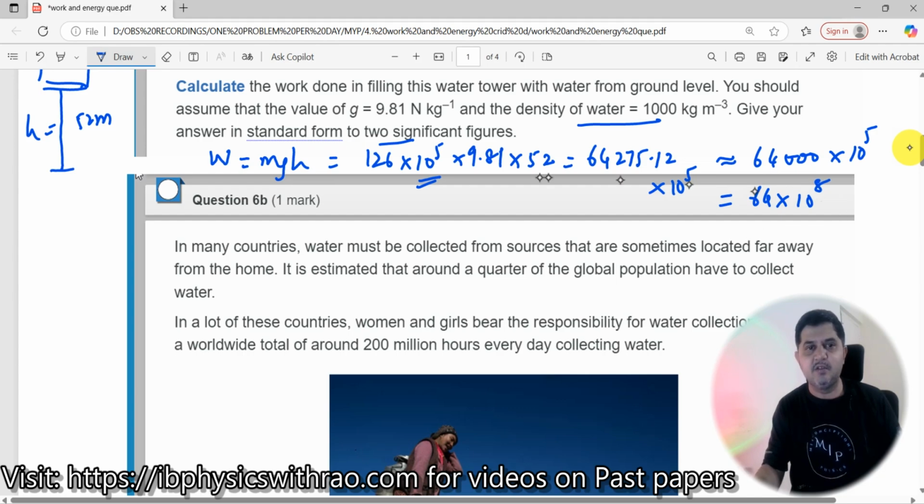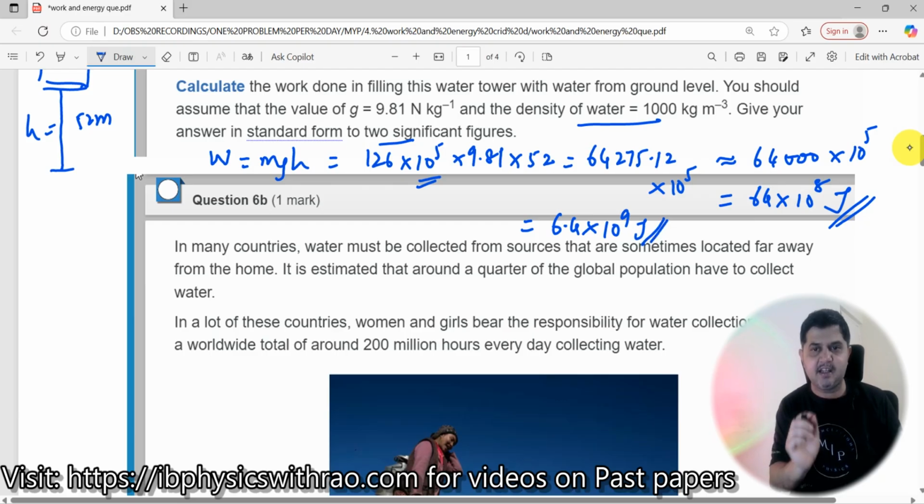Now what is the unit? The unit is J, which is energy, right? This should be your answer. So either you can write it like this, or you can also write this as 6.4 times 10 to the power of 9 joules, which is a correct equation.